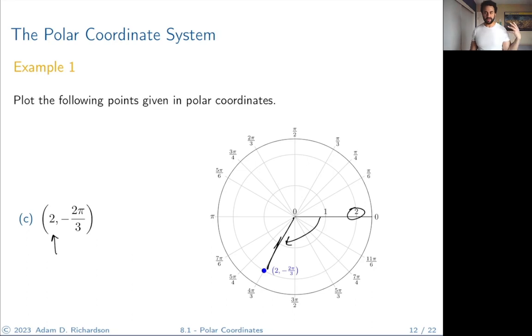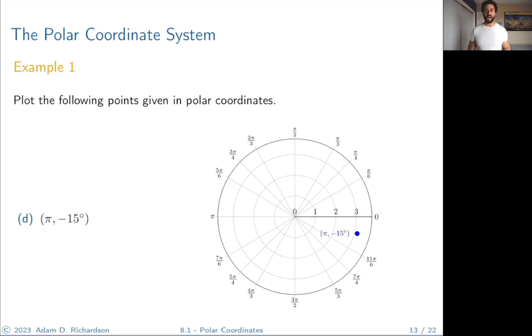And again, you should just let your mind go wild with this stuff. This can describe any point anywhere on the plane. You just give the radius, basically the distance from the origin, and you give the angle that we would need to rotate around to get to that point.